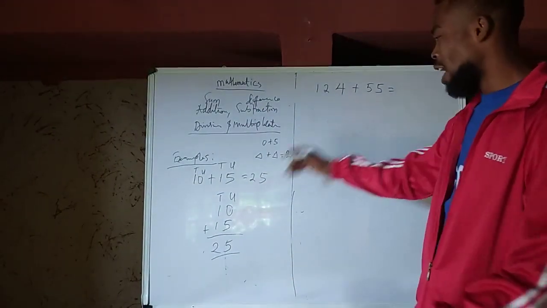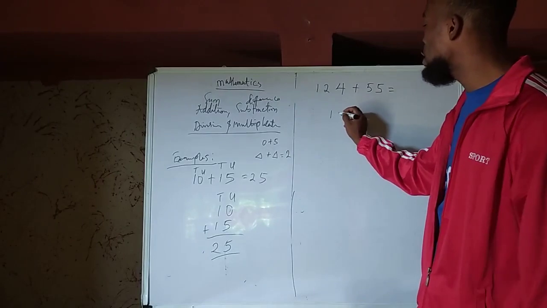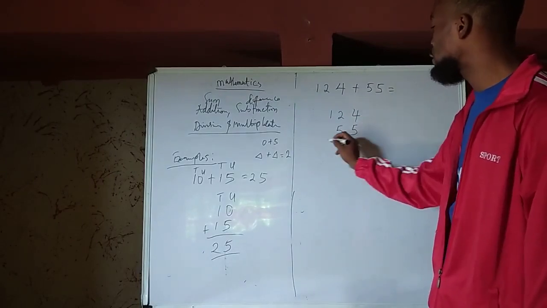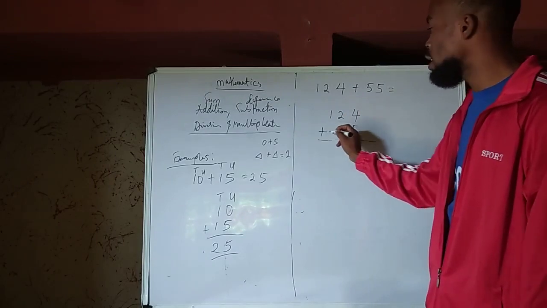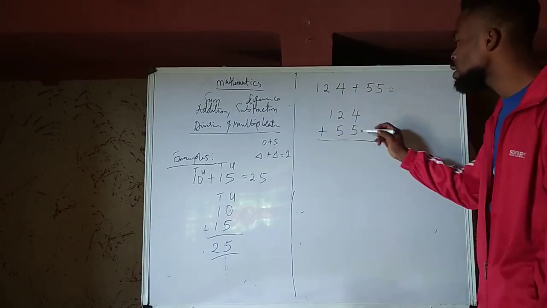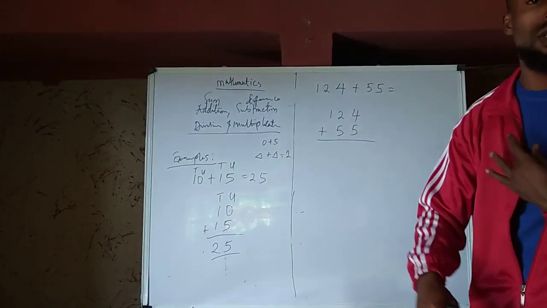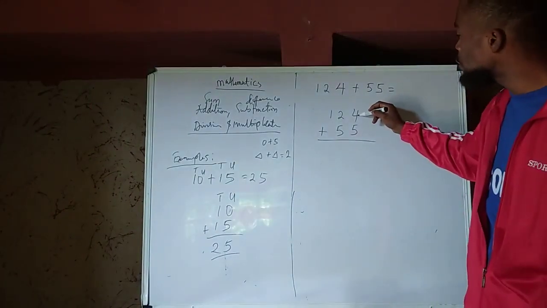So let's take this approach here. We are going to have 124 plus 55. You know, it's addition, right? So let's add like we did here. We do digits to digits. So we are going to have 4.